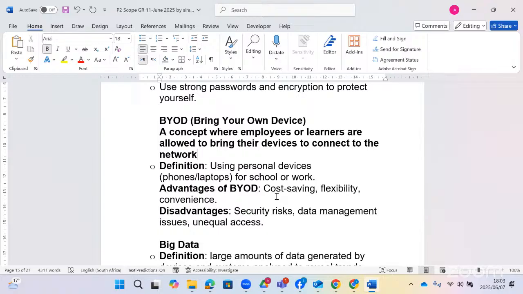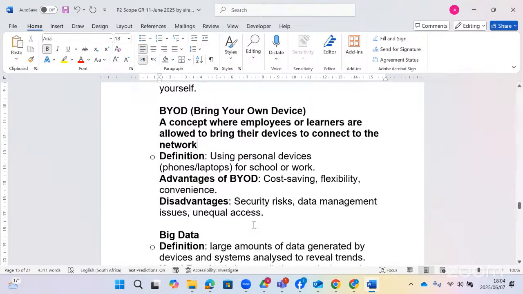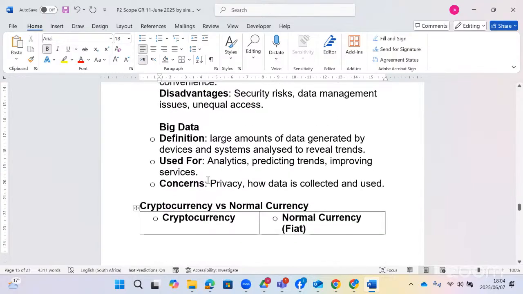devices. But the disadvantages are security risk, data management issues, and unequal access. Not everybody can afford these devices. So some learners cannot afford it, or they can use devices that are not quality ones. And then the last one is called big data.